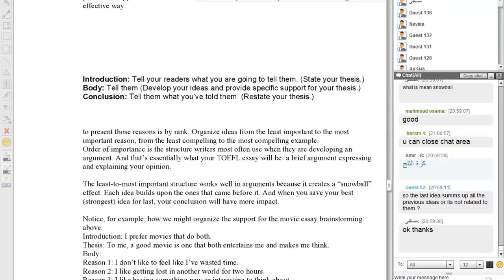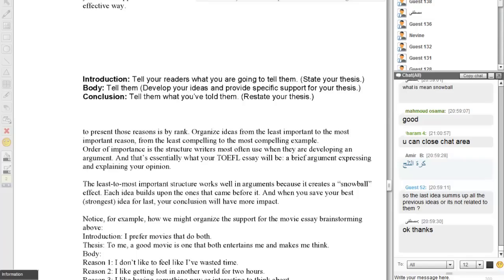Now we are talking about developing ideas, or the supporting ideas. The conclusion does not include any supporting ideas. The conclusion is a rephrase of the thesis, or restating the thesis. I just want to make sure. Now we are talking about the body, how to develop your ideas.